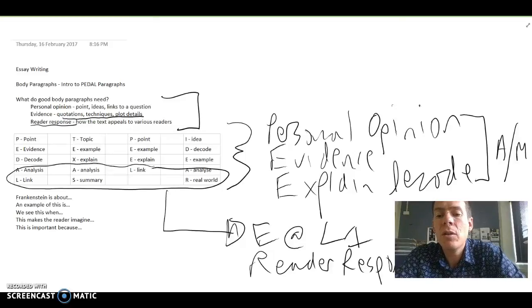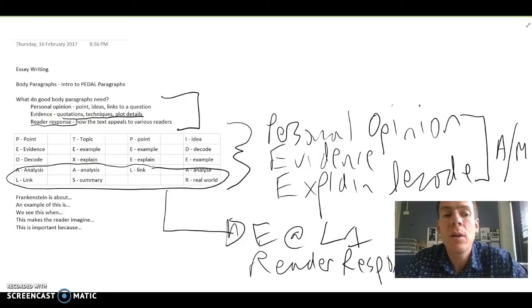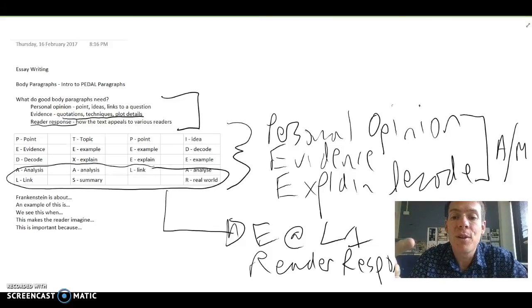So these are some tricks to bring into your essay paragraphs, but just to remind you that the petal paragraph or the body paragraph is something that you want to get away from using these acronyms rigorously. We will practice them, but I hope you are able to see how to include personal opinion, evidence, and reader's response in your own paragraphs.